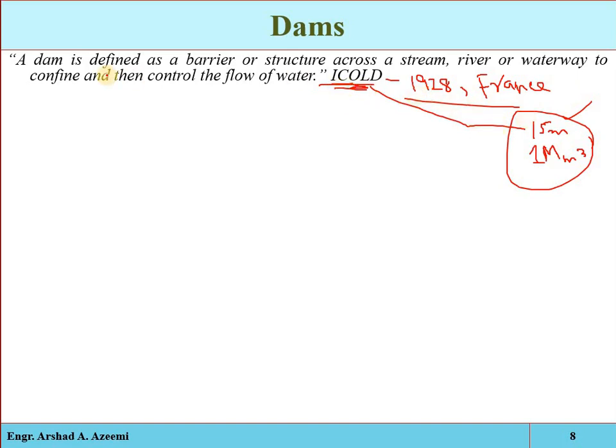They say that a dam is a barrier, a structure which is constructed across a river or stream or waterway, across any natural waterway, to store and control the flow of water. That is the standard international definition of a dam structure. Any barrier which is constructed across a natural waterway just to store and control the flow of water.